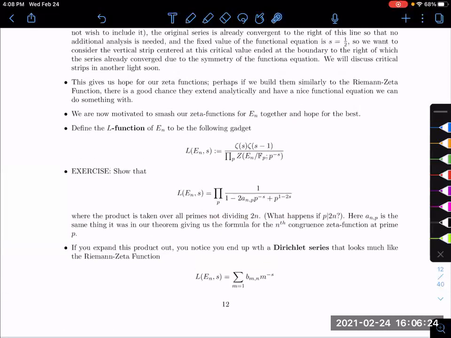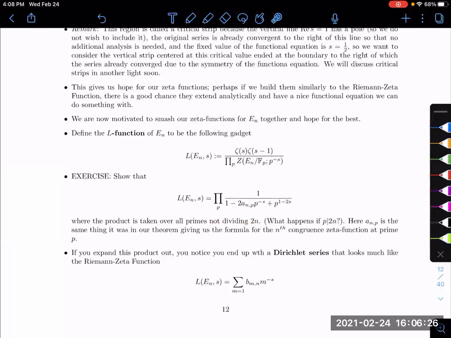And one last thing I want to just review or recall is, where are we? What's the current state of the congruent number problem?